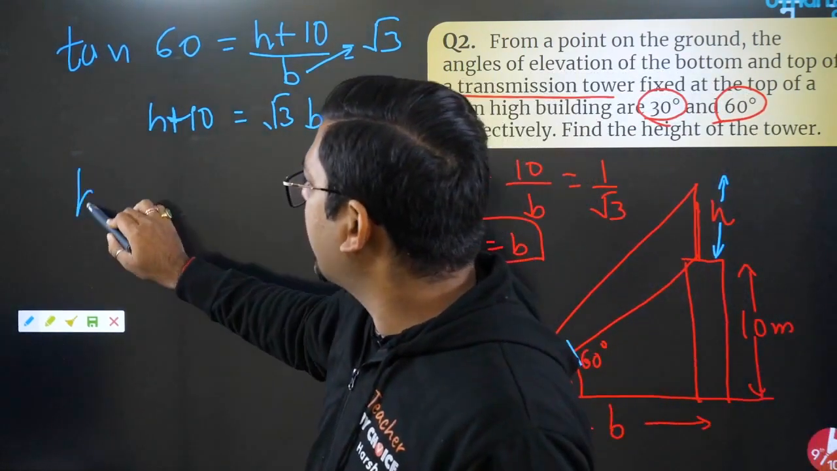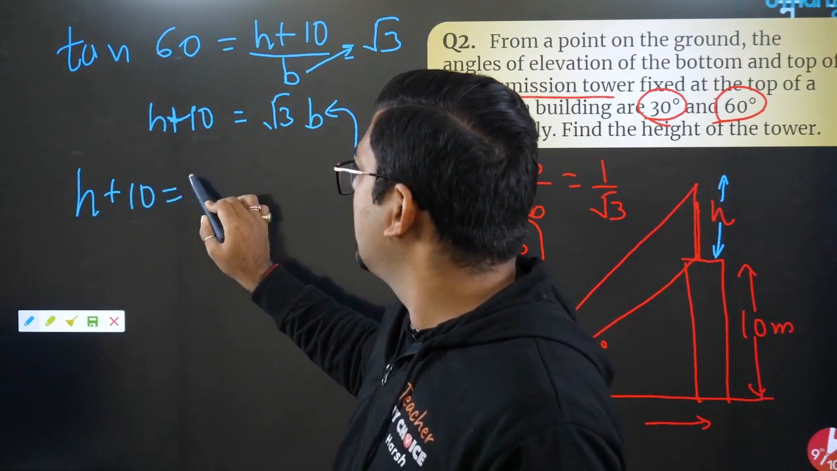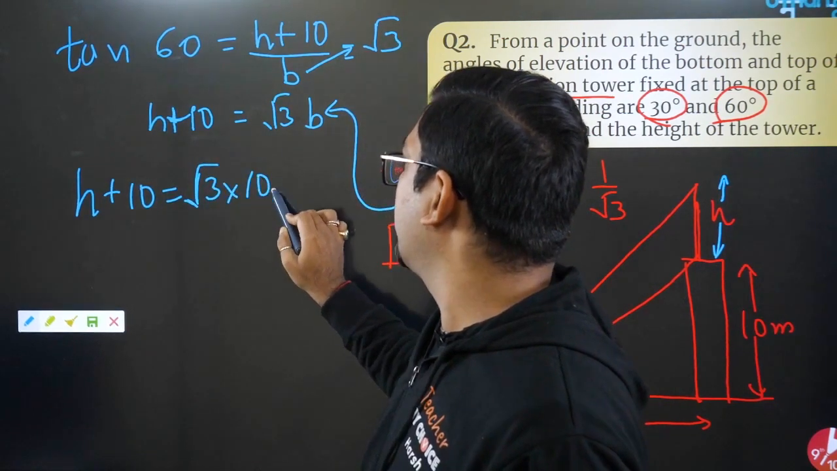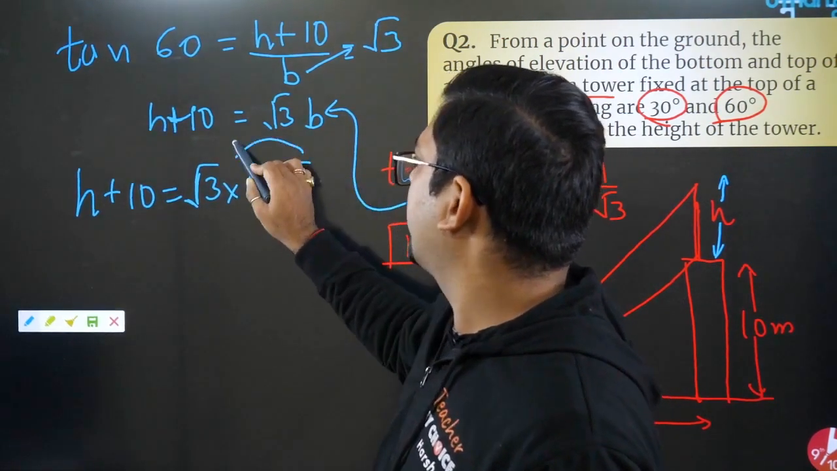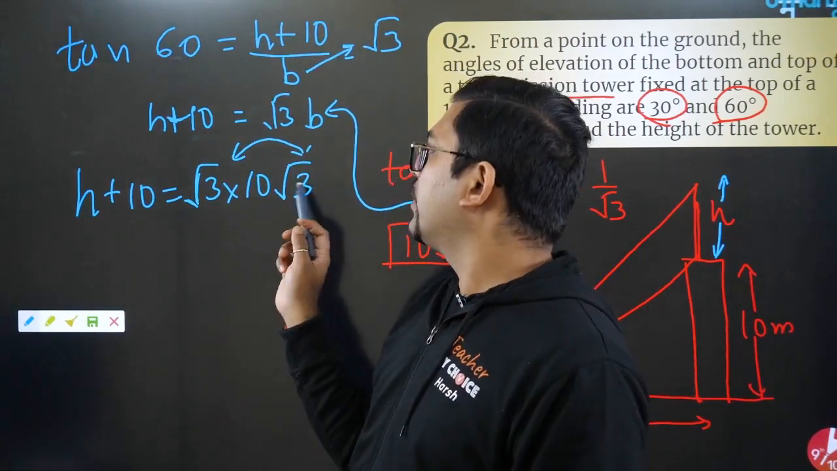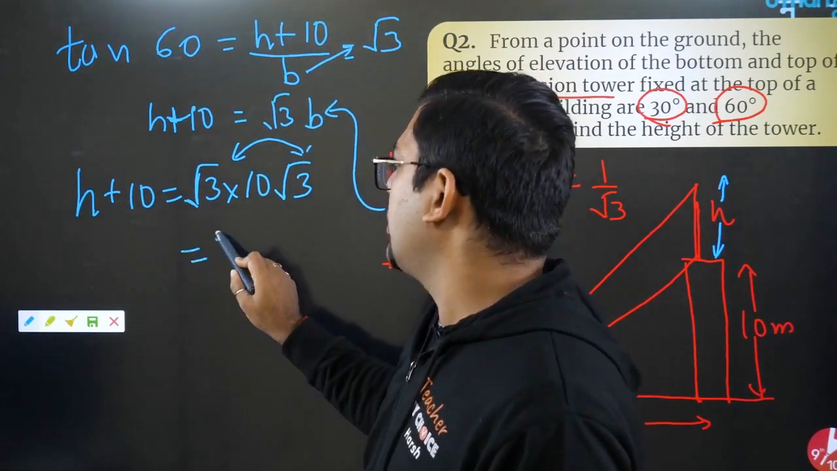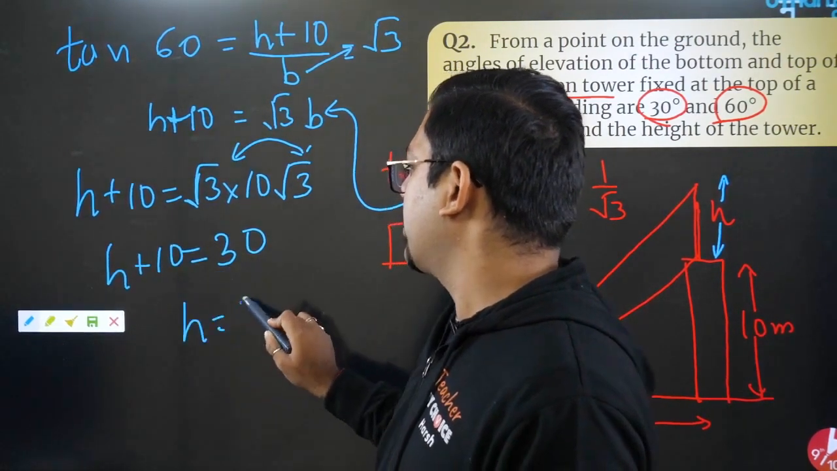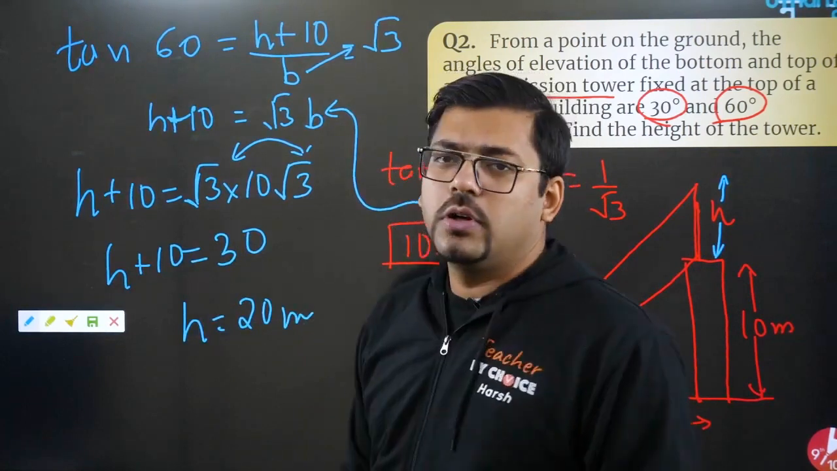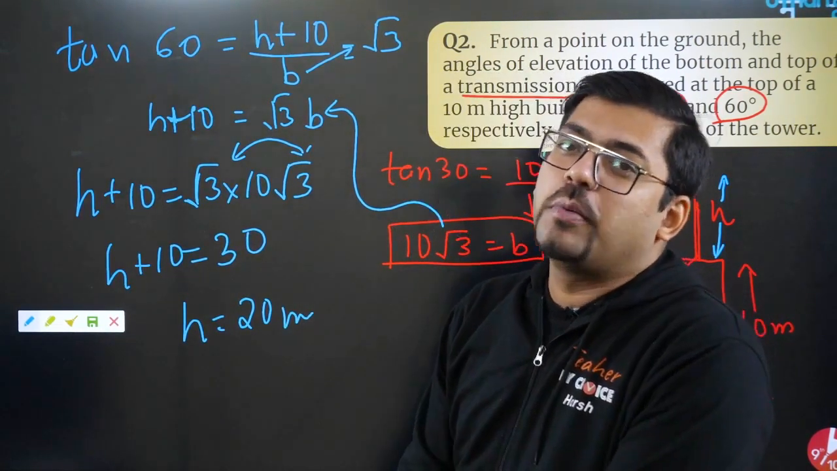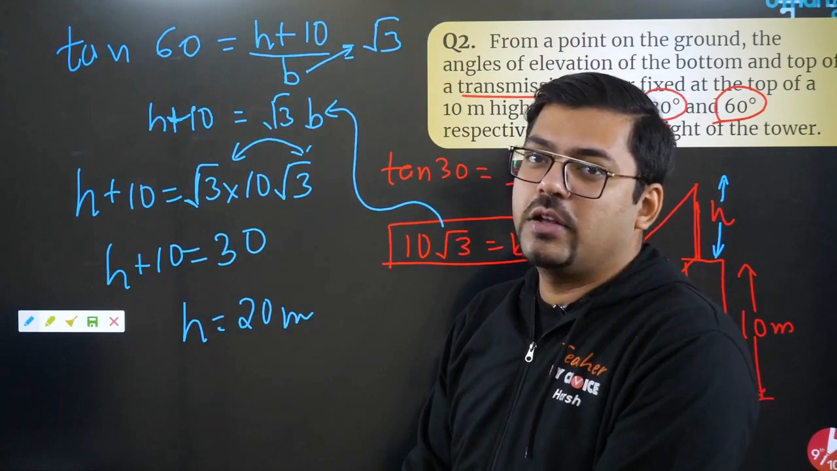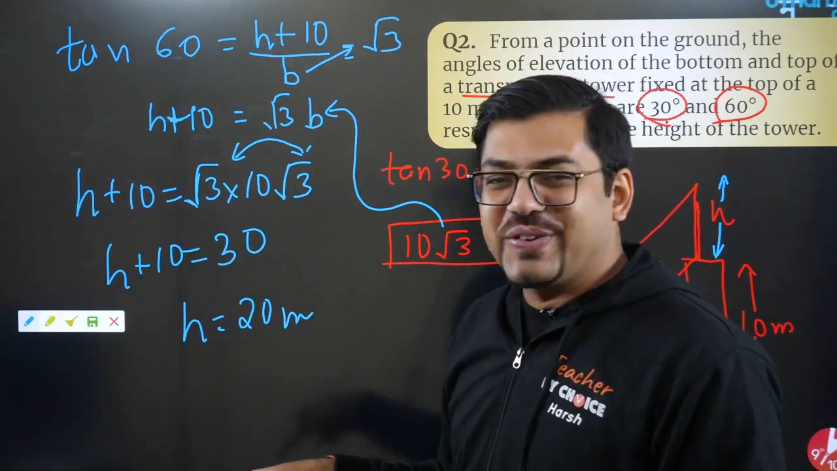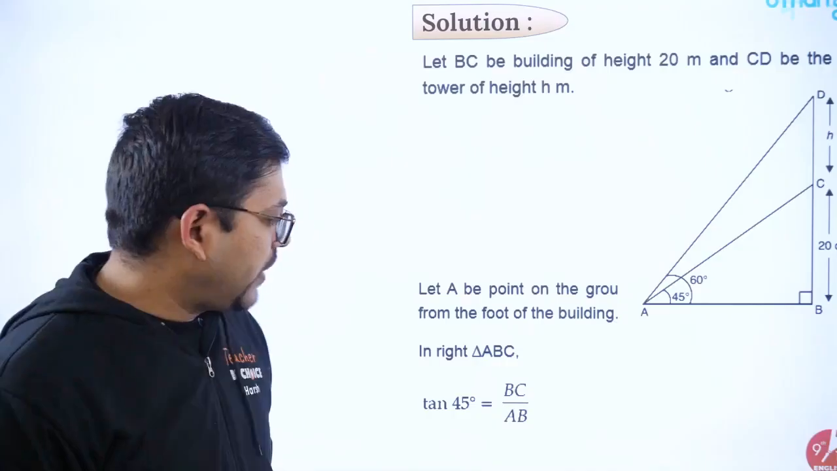So what you get is h plus 10 equals root 3 into, here you get 10 root 3. So this is root 3 into root 3, that is 3, and 3 into 10, that is 30. So finally you get 30 here and you get h plus 10. I don't think I need to tell you that h is nothing but 20 meters. Although it does not happen that a tower of a greater length is placed on a smaller building, but anyways, question says like this only. So h is equal to 20 meters and hence we get the final answer.